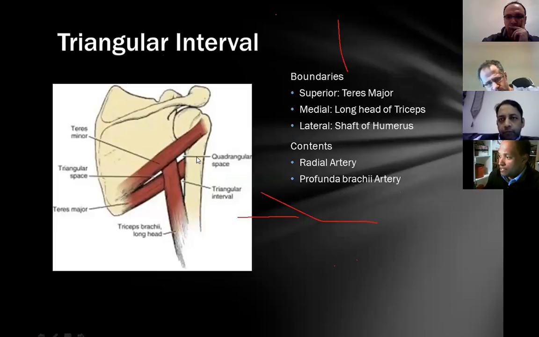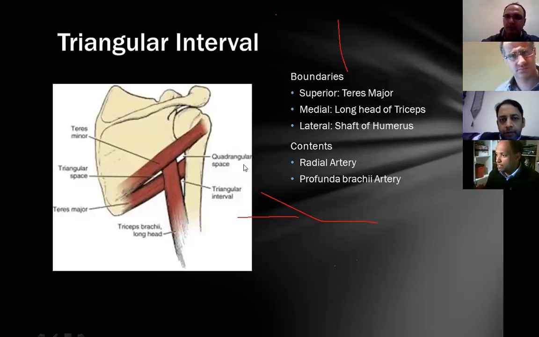Now, the last interval is going to be the triangular interval. So the key features are to think of the superior border. This time it is teres major, the inferior edge of it. Medially, again, it's the long head of triceps, and laterally it's the shaft of humerus. The contents are the radial nerve and profunda brachii artery. This becomes more important when you're doing a posterior approach to the shaft of humerus, and is a good way of identifying where your radial nerve starts before you start developing your plane deeper. Okay, right.